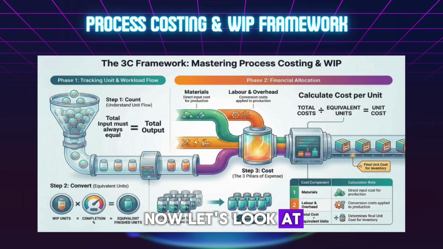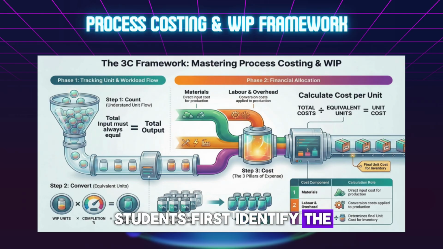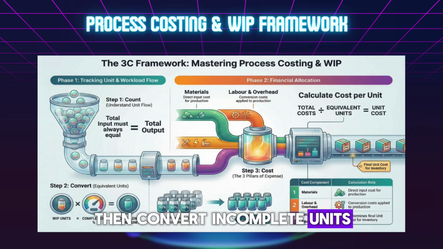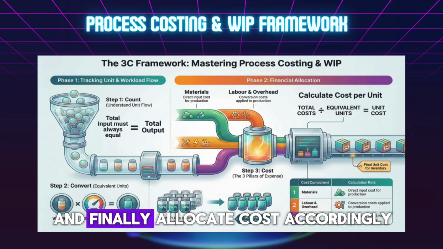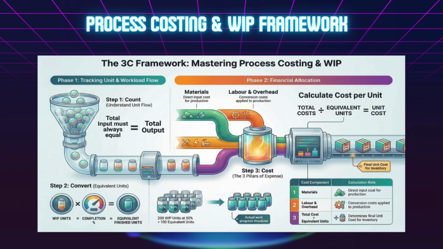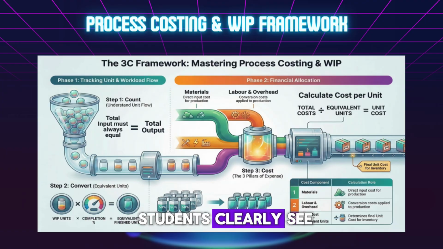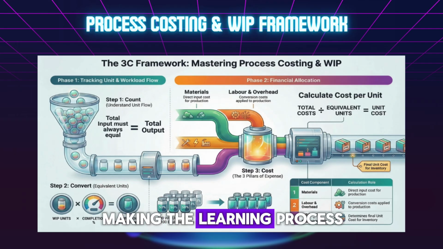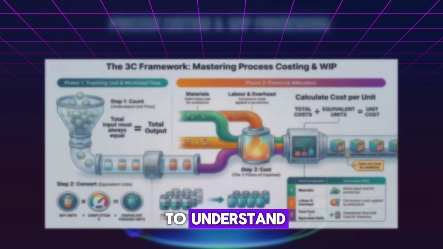Now let's look at the 3C framework. This slide shows an example of how the 3C method is applied. Students first identify the number of units in each stage, then convert incomplete units into equivalent units, and finally allocate costs accordingly. The visual layout helps students clearly see the relationship between units and costs, making the learning process more structured and easier to understand.